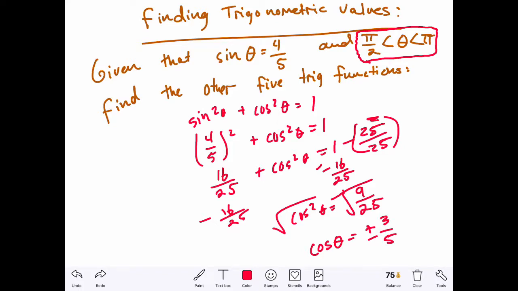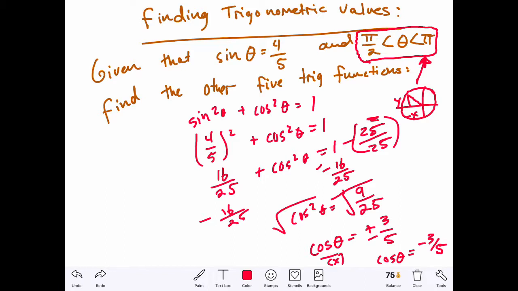Now this is where this information here is going to come in. If theta is in the second quadrant, that's negative x and positive y, right? Say I'm on the circle here. So in other words, I'm going to get rid of the positive component because I know cosine, which corresponds to x, is negative, so cosine of theta must be negative 3/5.